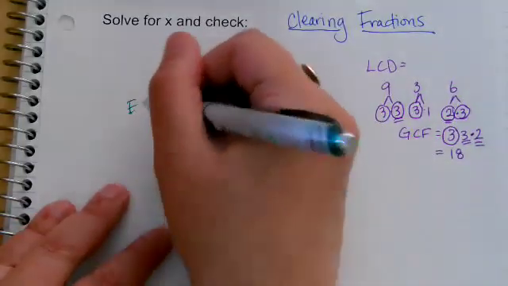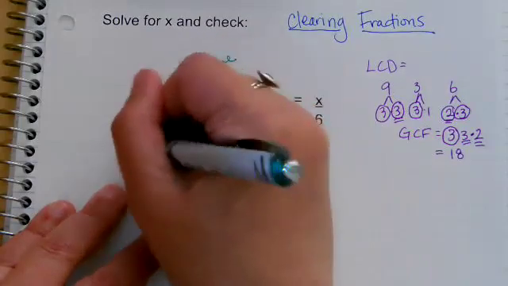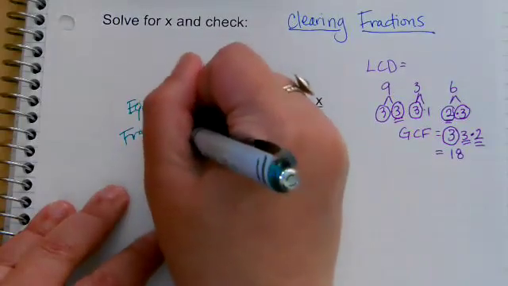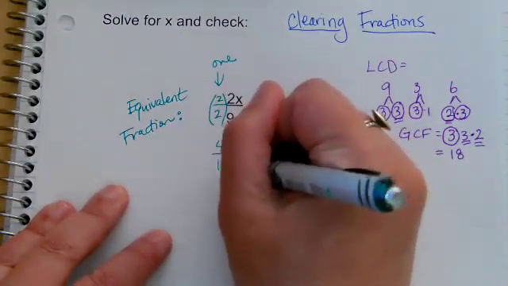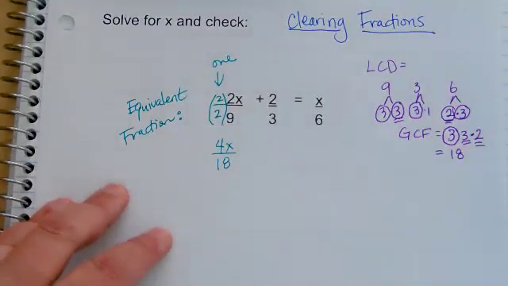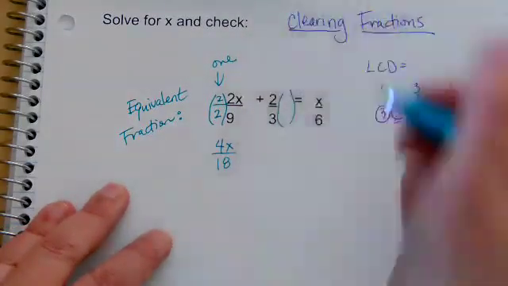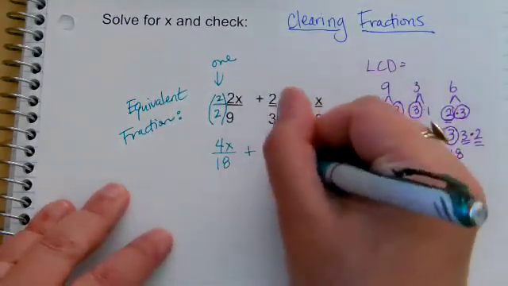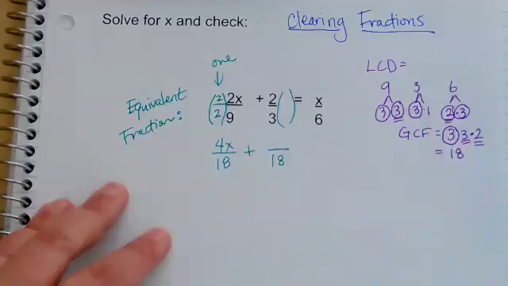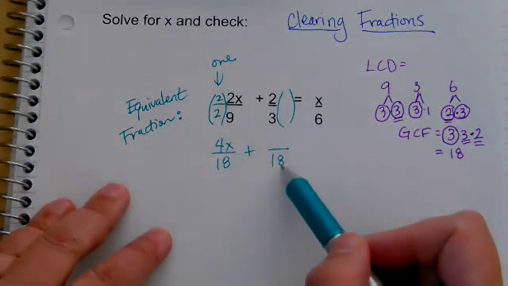My equivalent fraction is 4x over 18. Do you see it? Okay, now I go to the next fraction and I say, well, what do I need to multiply this fraction by in order so that it will also have a denominator of 18? I want them all to share the same common denominator. So think about what number times 3 gives you 18.